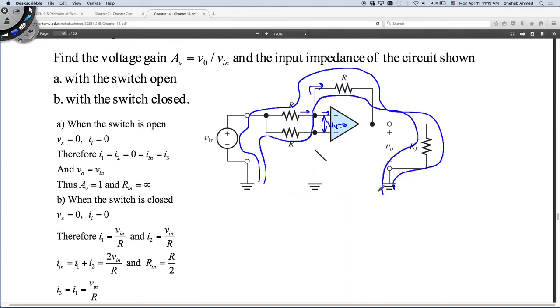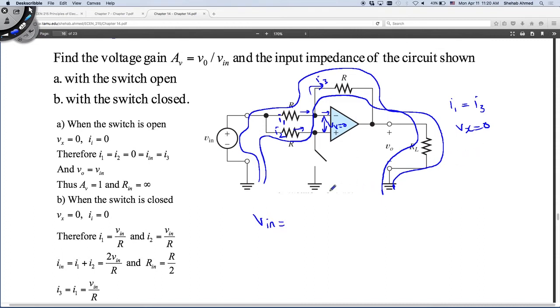Another loop, right? They shouldn't touch here. This is another loop, so I can write the equations for these loops as well. V input, I'll call this I1 current flowing here, I2 current flowing here, and I3 current flowing here. I know that I1 is equal to I3, and I know that Vx is equal to 0. These are things we established for the switch open case.